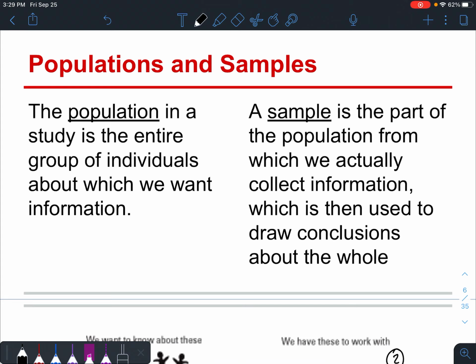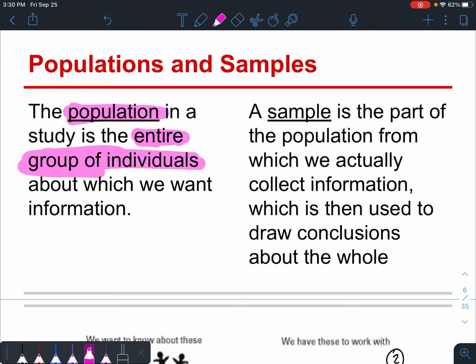Populations and samples. So the population in a study is the entire group of individuals about which we want information. So the population is the entire group of individuals. If you think about what the population of Buffalo is, it's the number of individuals that are in Buffalo. So think population is everybody. That's the entire group of individuals that we want.